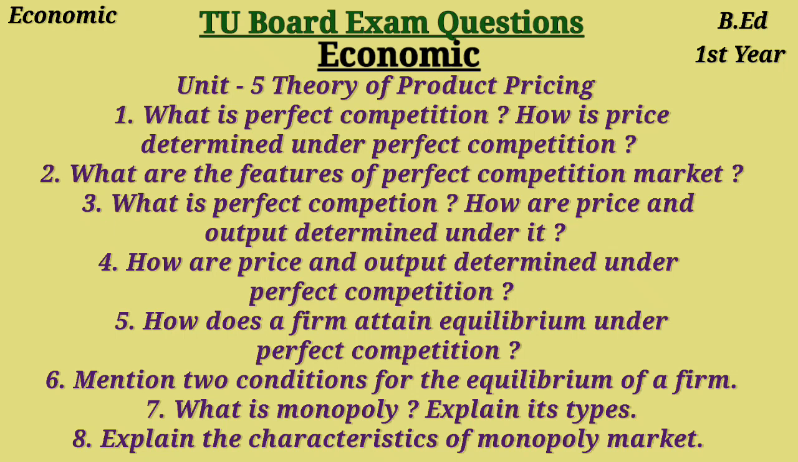Question 4. How are price and output determined under perfect competition? Question 5. How does a firm attain equilibrium under perfect competition? Question 6. Mention two conditions for the equilibrium of a firm. Question 7. What is monopoly? Explain its types. Question 8. Explain the characteristics of monopoly market.